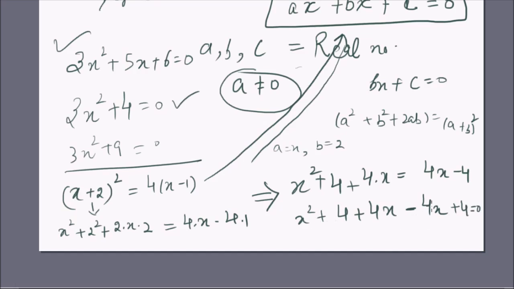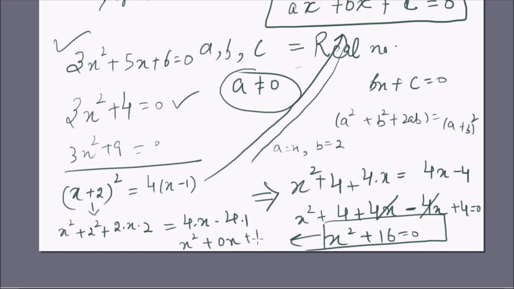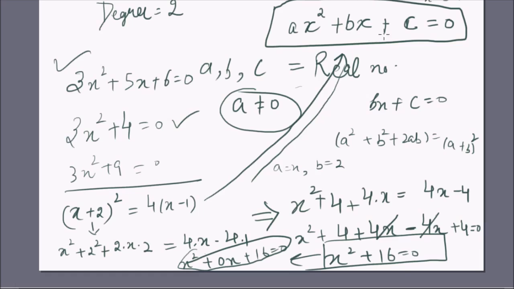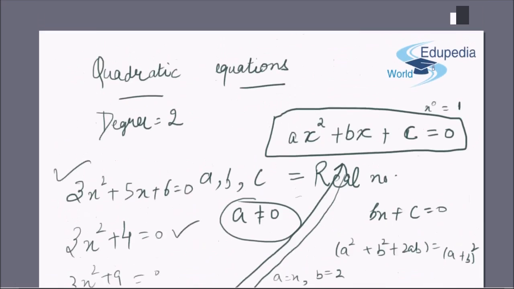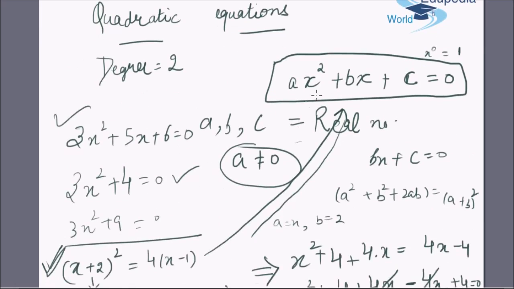Thus, this 4x gets cancelled by positive of 4x, and we are left with x square plus 16 equal to 0, which can be further written as x square plus 0x plus 16 equal to 0. Clearly, this is comparable to the equation ax square plus bx plus c equal to 0, and hence the given equation is a quadratic equation. Let us have one more example.